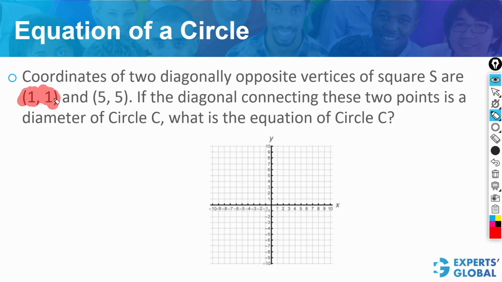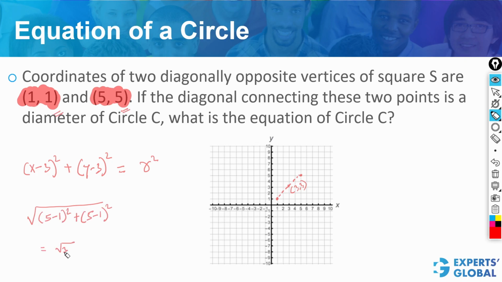(1, 1) lies here and (5, 5) lies here. This diameter would pass through (3, 3). Therefore, the equation of the circle is on the lines of (x − 3)² + (y − 3)² = radius squared. Now we need to find the radius. The diameter can be comfortably found using the distance formula. For the distance between these 2 points, this is square root 32.